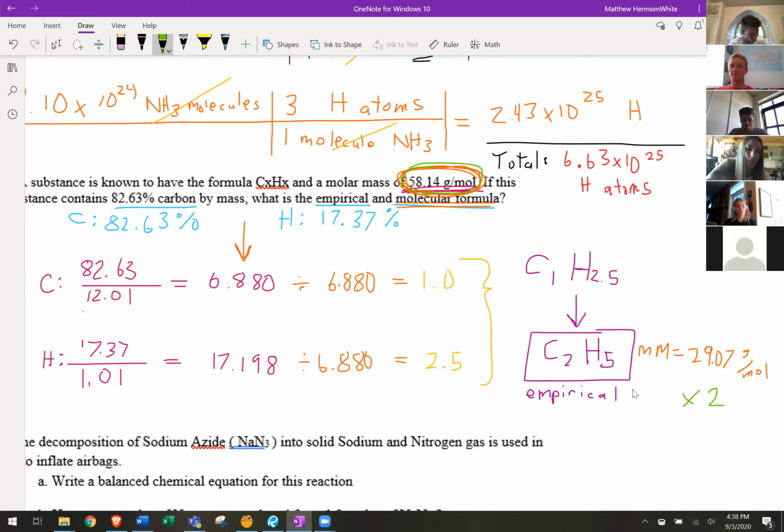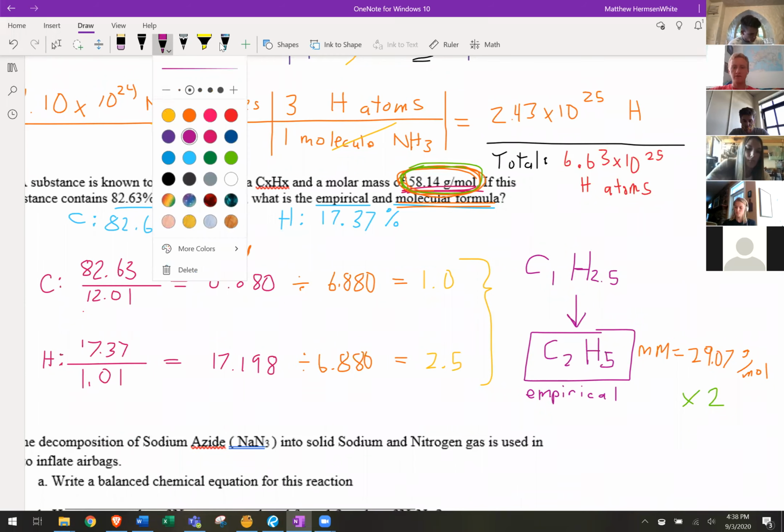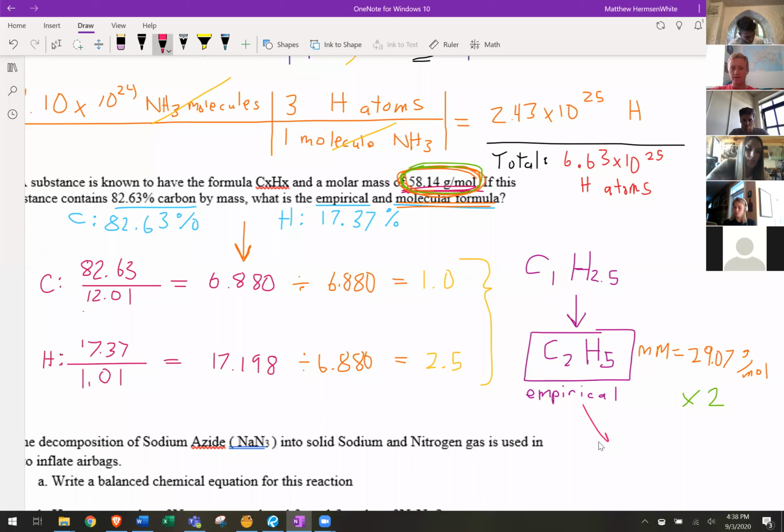So what this means is our chemical formula should be twice as big. It's telling us in the problem it should be 58, which is twice as big as what we have. So that means you have to take your formula here and multiply everything in the formula by 2. So it would be C4H10. So again, we're comparing the molar mass, what we have. It should be double. That means we have to double everything in the empirical formula. And this gives the final molecular formula, or the actual chemical formula.